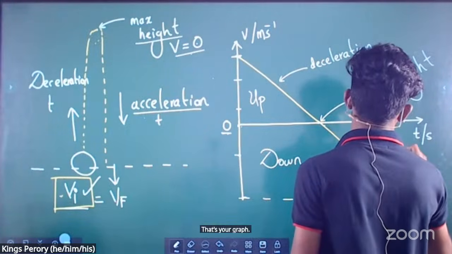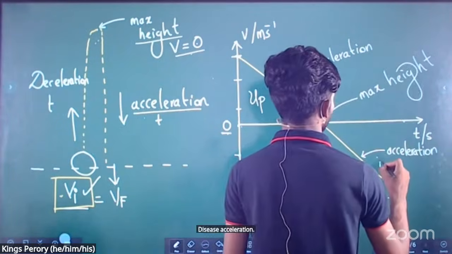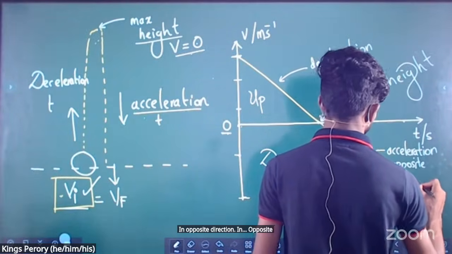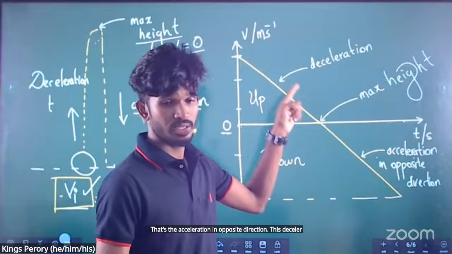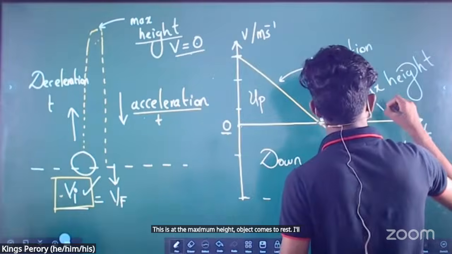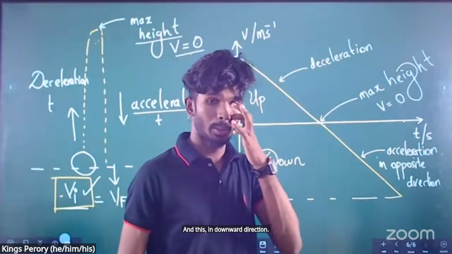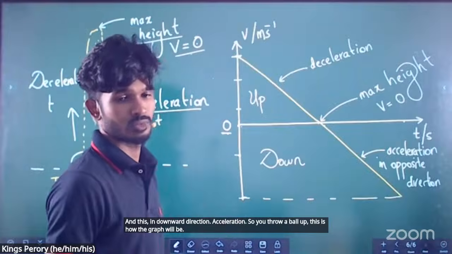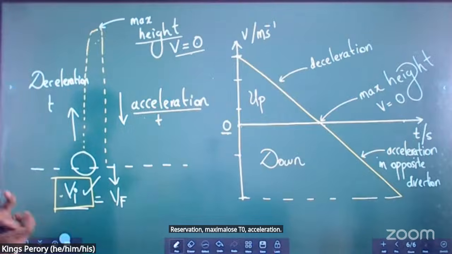This is acceleration in opposite direction. That's the acceleration in opposite direction. This deceleration upward, this is at the maximum height, object comes to rest. I'll write it and keep. Object comes to rest. And this in downward direction, acceleration. So you throw a ball up, this is how the graph will be. Deceleration, maximum velocity 0, acceleration. Those are your VT graphs.